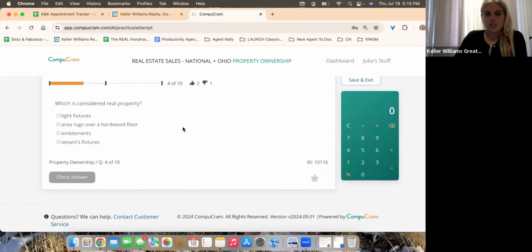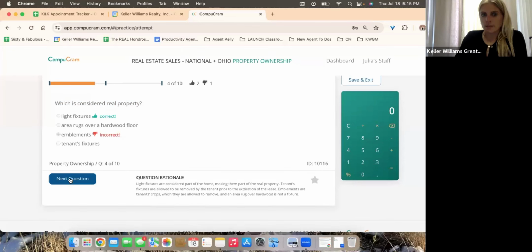Okay. Which is considered real property? Is that A, light fixtures, B, area rugs over a hardwood floor, C, implements, or D, tenant fixtures? C, implements? Oh, crazy. I was going to say C, implements as well.